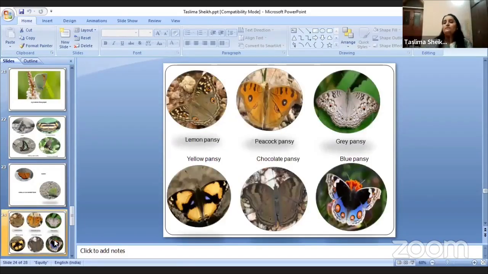Here in case of butterflies, we have 6 families in Jammu and Kashmir. Even in India, we have 6 families regarding the butterflies. And among those butterflies, we have pansies. That's a common name for one butterfly. And we have 6 pansies in India, and even in Jammu and Kashmir, we can see all the 6 pansies. Here I have shown in this slide lemon pansy, peacock pansy, gray pansy, yellow pansy, chocolate pansy, and blue pansy. These are the 6 pansies we can see here with different colors.